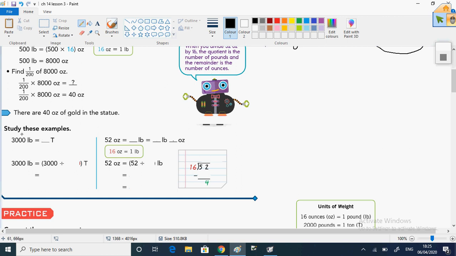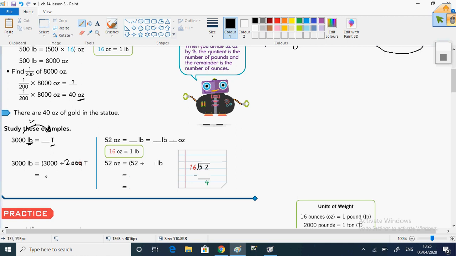In this example, I will convert 3,000 lb, which means pounds, to tons. lb means pound, t means ton, and oz means ounces. So if I want to convert 3,000 pounds to tons, I have to divide. Why? Because pound is smaller than ton, so I will divide by 2,000. So 3,000 lb is 3,000 divided by 2,000.